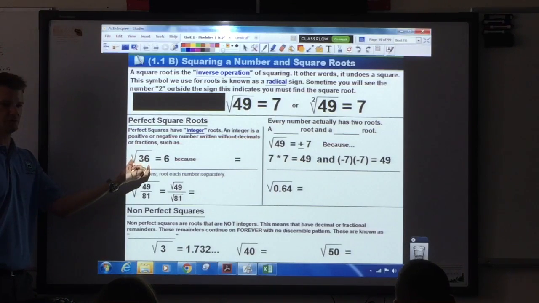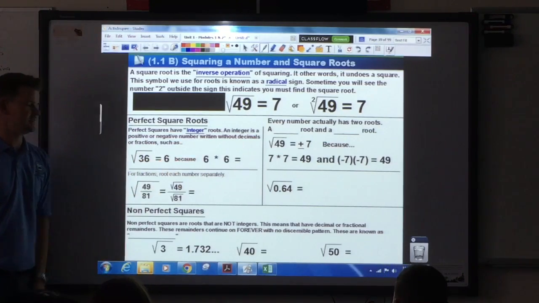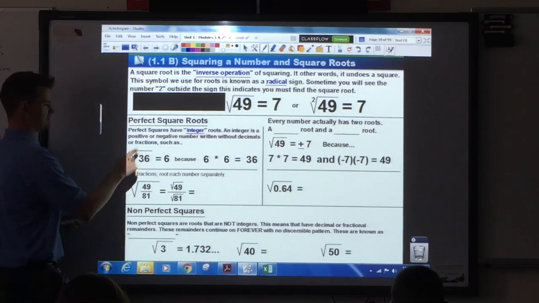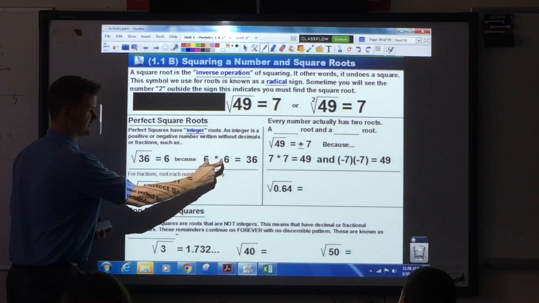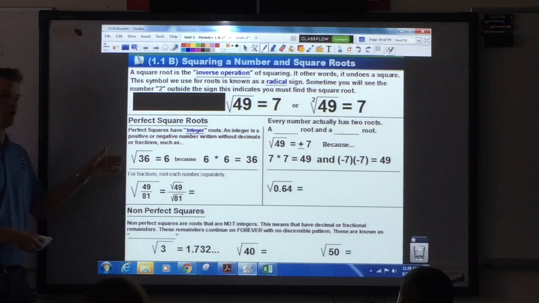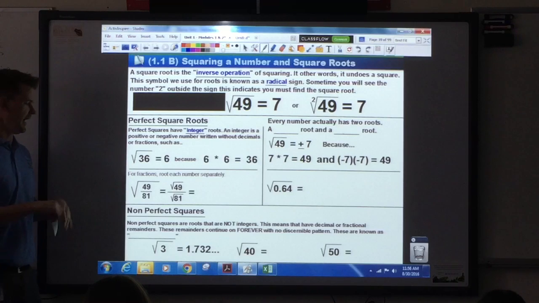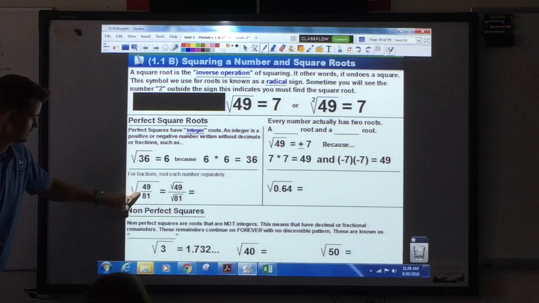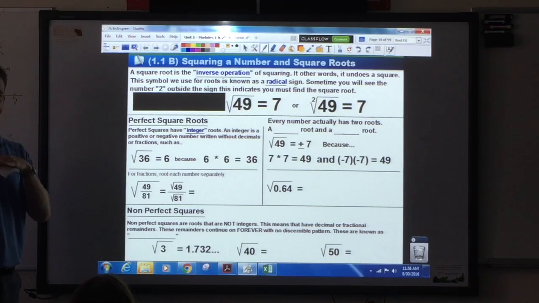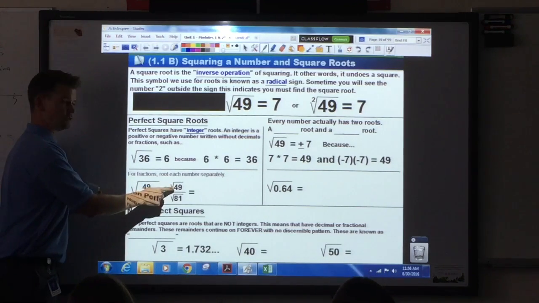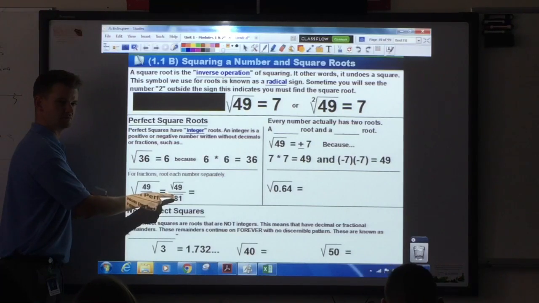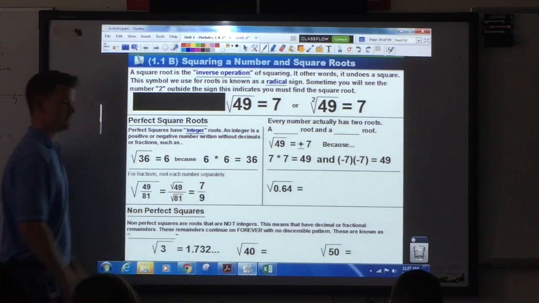So we take the root of 36, and that's 6, because we know that 6 times 6 gives me 36. So the square root of 36 is 6, because the two numbers we multiplied to get 36 were 6. So that's a whole number. You with me? I can also take the square roots of fractions. Once again, you're not taking the root of 49 over 81. You're separating it. Do we know the root of 49? Yeah. What is it? 7. Do we know the root of 81? Yeah. What is it? 9. And it simply becomes 7 over 9.